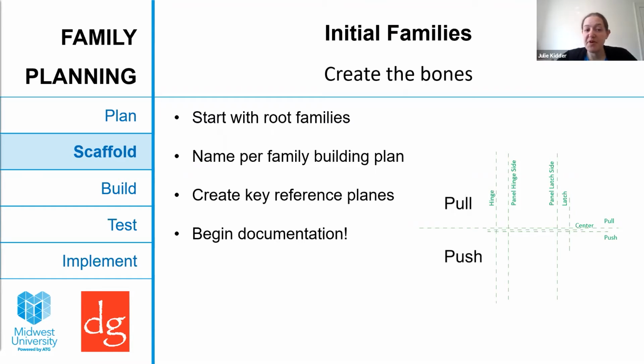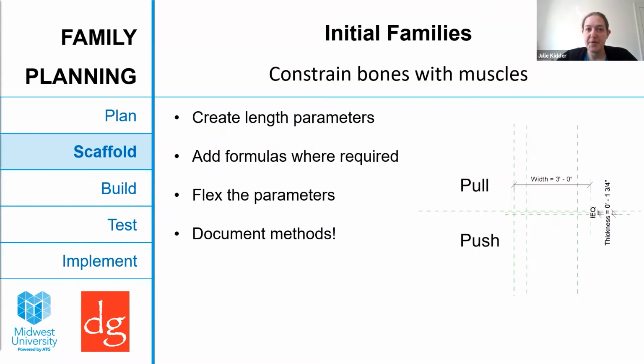Name these families per your building plan, create those references, and start documenting what you are doing now. It's much harder to go back through your families and figure out what you did later. Once you have those references, start building those muscles that are going to control those bones. So add your length parameters. Start looking at adding formulas where they're needed.